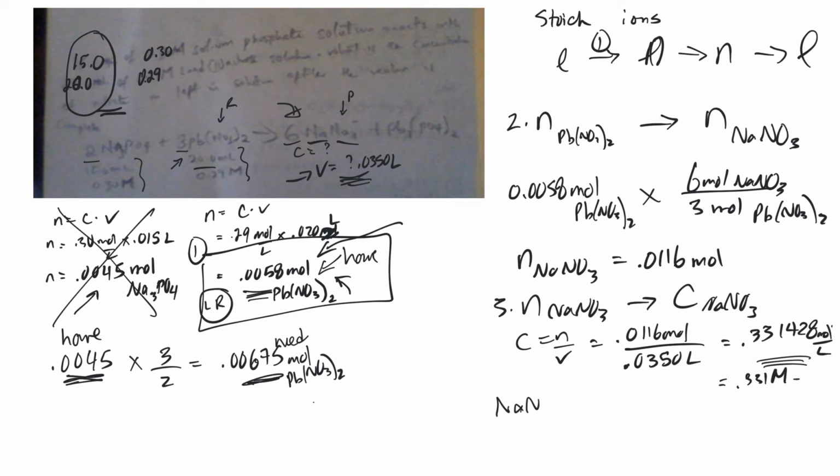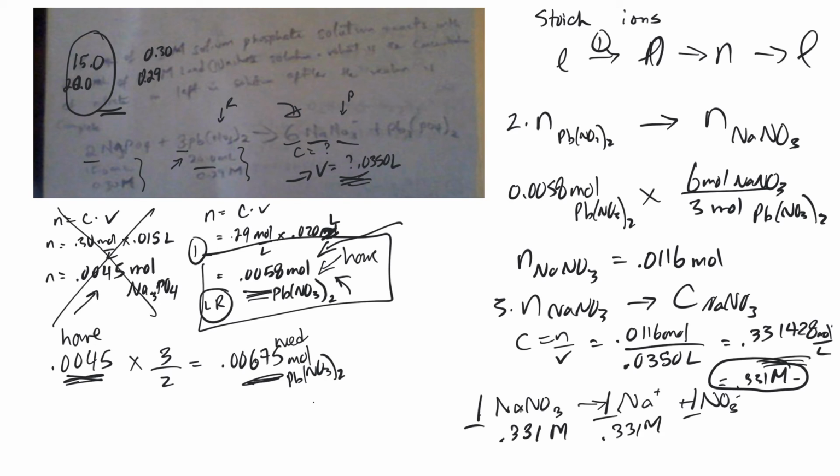So sodium nitrate would dissociate into sodium ions plus nitrate ions. The key thing here is that one of these produces one of those and one of those. The concentration I got here is this one here, 0.331 molar. But if it's a 1-to-1-to-1 relationship, then the concentration of these other things will be the same.